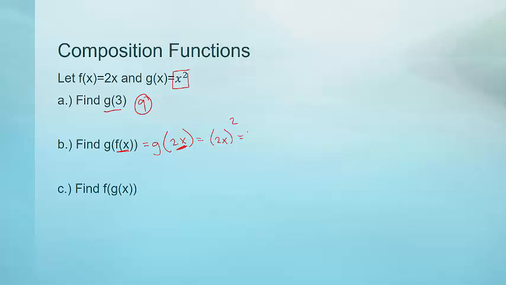And if you simplify that, you'll get 4x squared. So g of f of x is the same as 4x squared. Now you are going to see some notation that symbolizes what we just did.